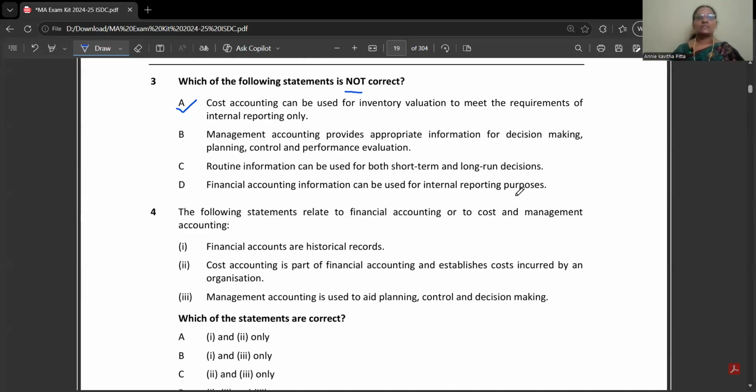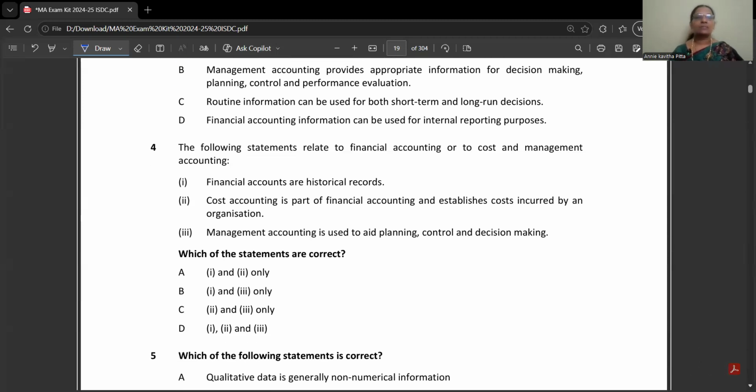Fourth one, the financial statements relate to financial accounting or to cost and management accounting. So, financial accounts are historical in nature. Cost accounting is a part of financial accounting and establishes costs incurred by an organization. Management accounting is used to aid planning, control, and decision making. So, which of the statements are correct? There are three statements that are made. Out of these three statements, which of them are correct?